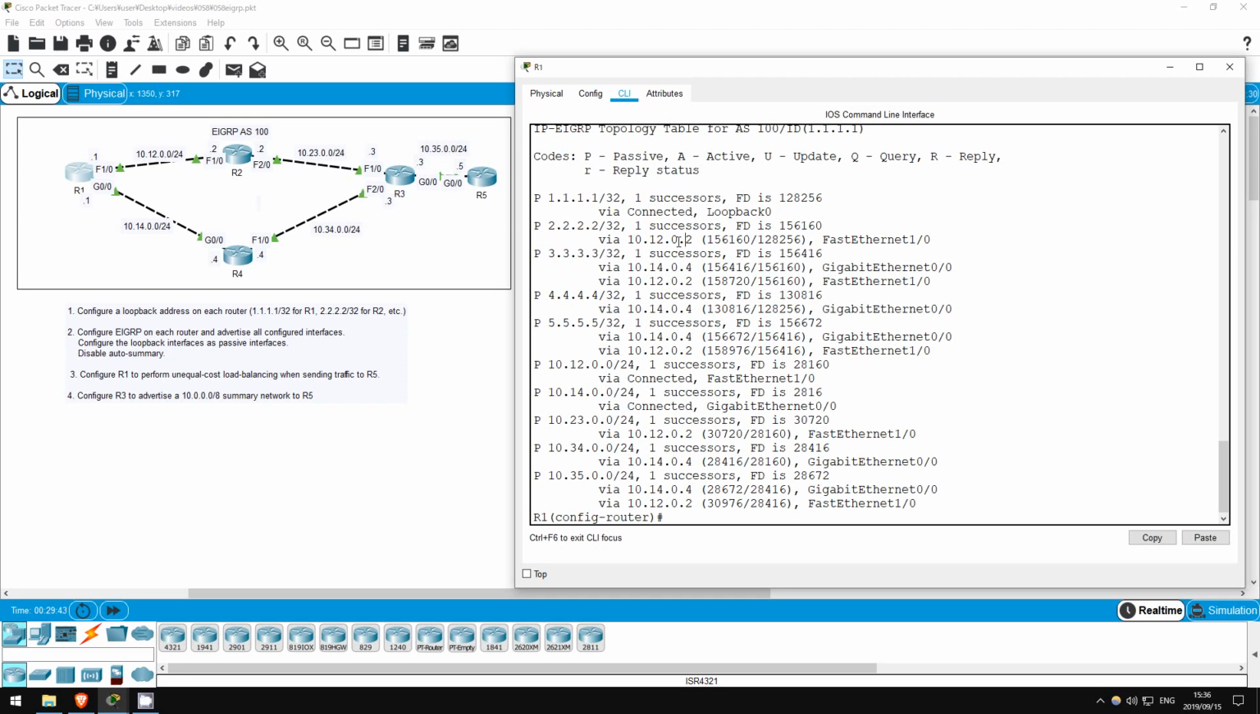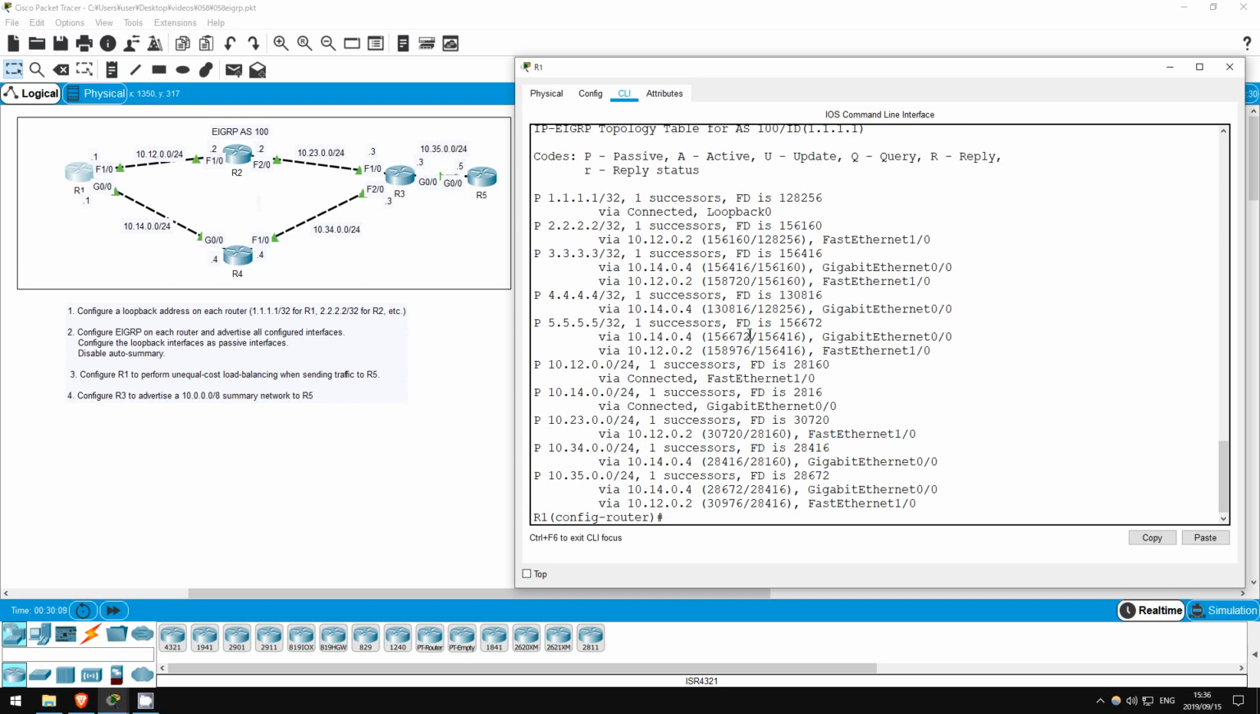So, in this EIGRP topology table, these numbers on the left indicate the feasible distance to a destination, and the numbers on the right indicate the reported distance. Remember, in order for a route to be a feasible successor, its reported distance must be lower than the successor's feasible distance. Routes which don't meet this criteria will not show up in this table.